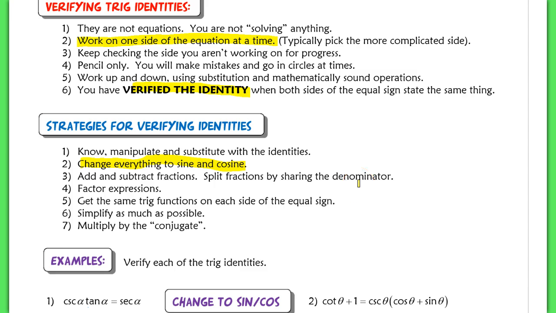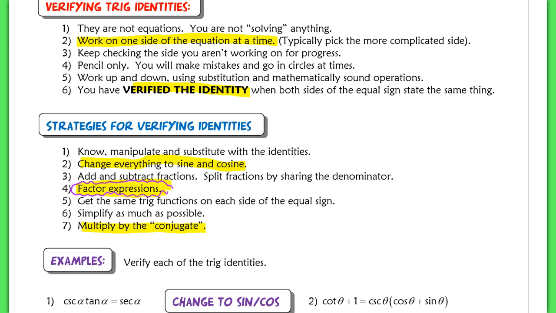Sometimes you want to combine fractions, other times you'll want to split them. Factoring expressions is also pretty important. I don't have many examples where you're going to be doing that necessarily, but in your textbook you should be doing that. And make sure you get the same trig functions on each side of the equal sign. Okay, so you have to have eventually the same exact trig functions on both sides. You're going to simplify as much as possible, and you can also use another strategy of multiplying by the conjugate.